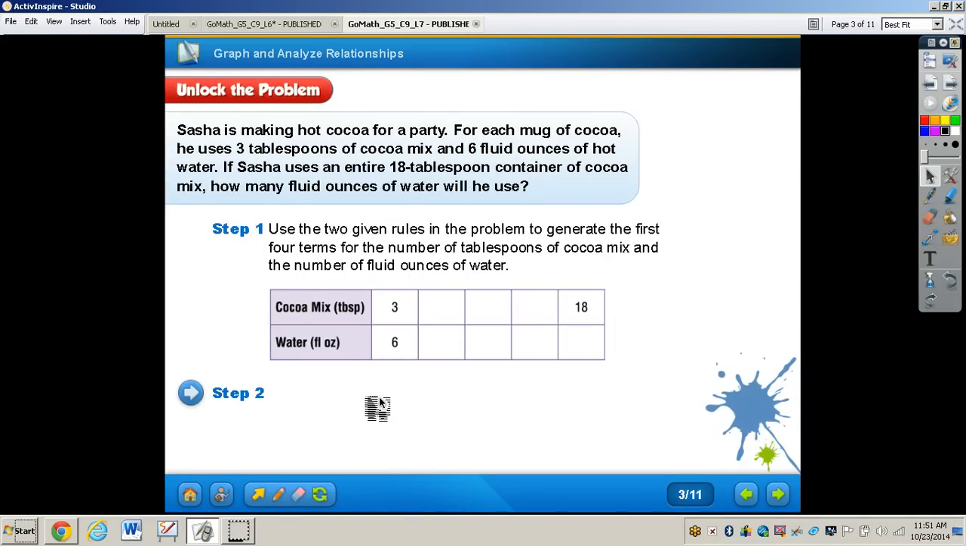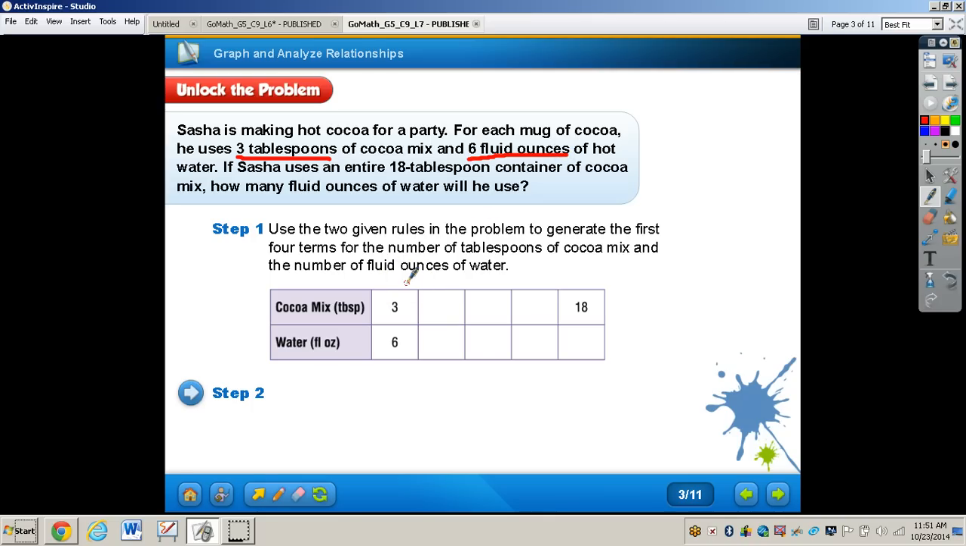And before we even do that, let's take a look at that purple triangle in the upper right hand corner on page 395. It says, how many tablespoons of cocoa mix does Sasha add for each mug of cocoa? You can see 3 tablespoons. Also, how many fluid ounces of water does Sasha add for each mug of cocoa? 6 fluid ounces. So let's write both of those in the upper right hand corner of page 395.